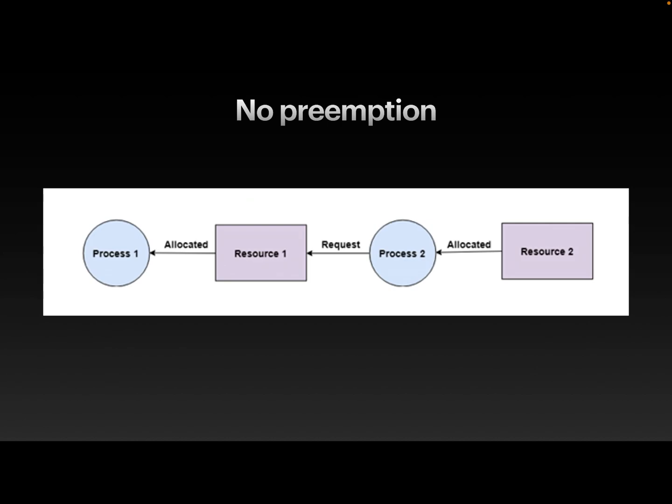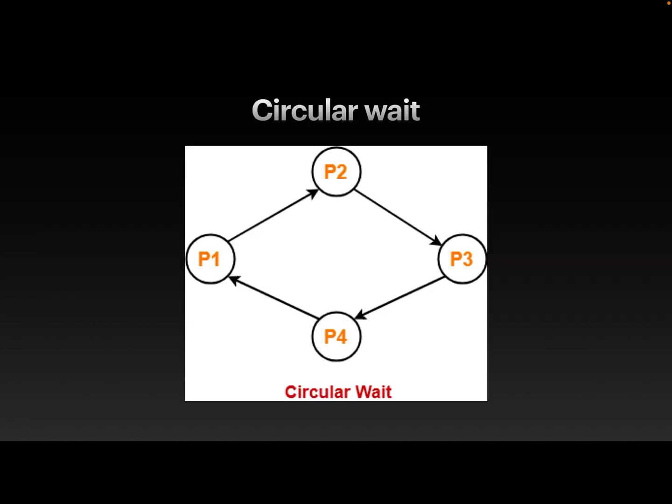No preemption condition. A resource that has been allocated to a process becomes available for allocation to another process only after it has been voluntarily released by the process holding it. Circular wait. Two or more processes must form a circular chain in which each process is waiting for a resource that is held by the next member of the chain.